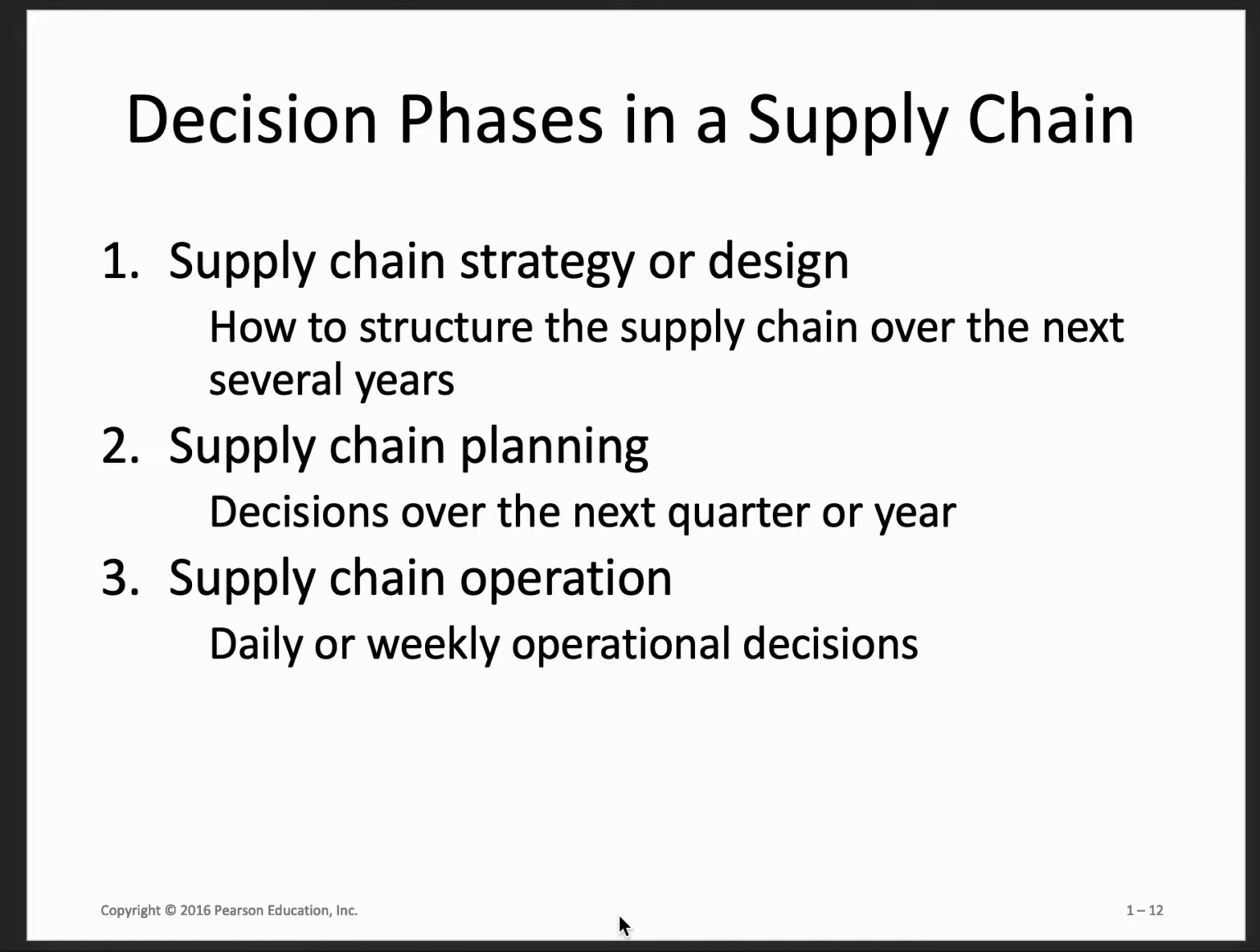You have three levels of decisions. You have strategic decisions, supply chain strategy decisions, then you have supply chain planning decisions and operational decisions. These are usually based upon how long term they are. When you're making supply chain strategy or design decisions, you are talking about several years into the future, while planning decisions are usually quarter or within a year, and operational are daily or weekly operational decisions, right? It's important when setting up a supply chain to go through this process.